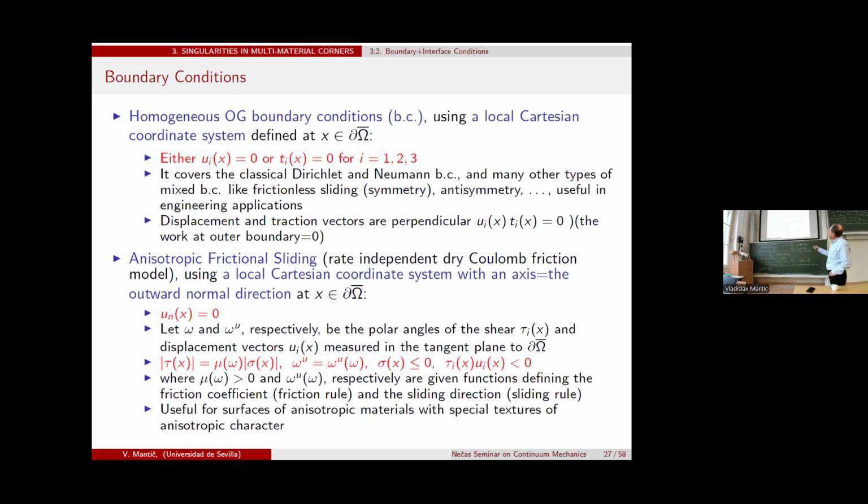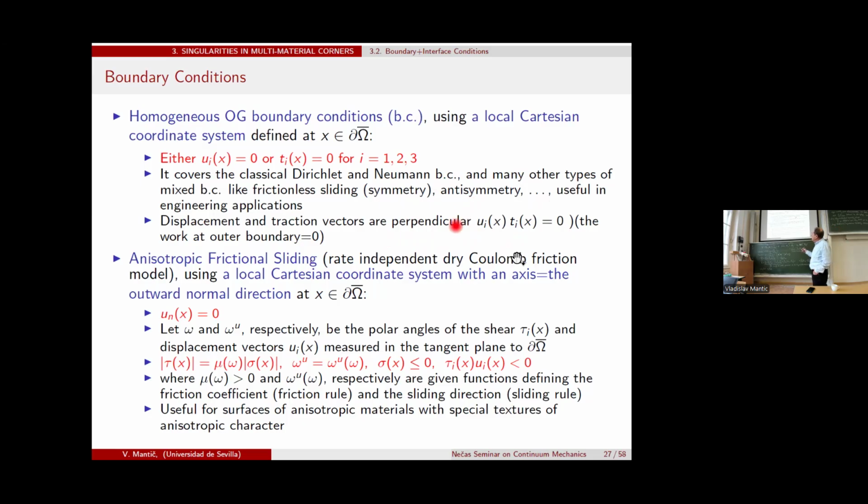So we will consider homogeneous boundary conditions. We call it orthogonal boundary condition because the traction vector and displacement vector are perpendicular to each other. Typically, either U_i or T_i is zero. It allows us to model classical Dirichlet-Neumann boundary conditions, but also frictional sliding, symmetry, anti-symmetry, and other boundary conditions. But in any case, the scalar product of stress vector and displacement vector is zero.